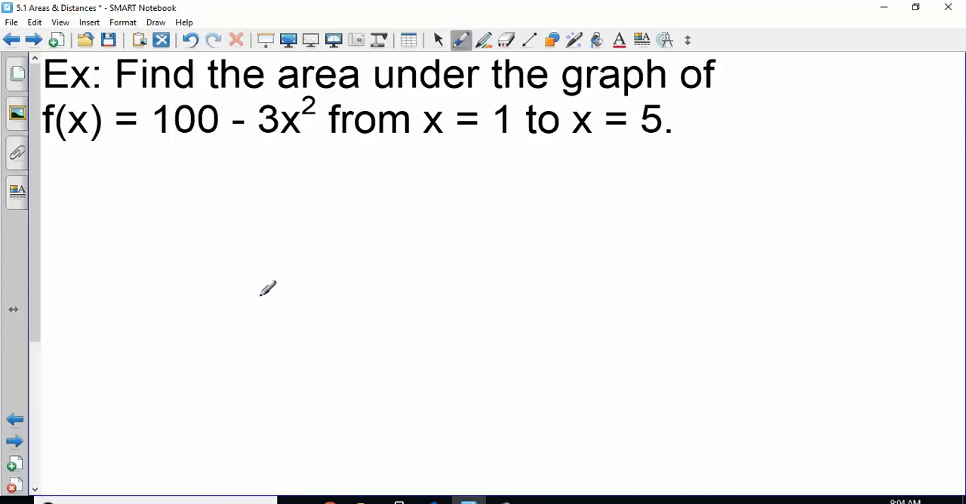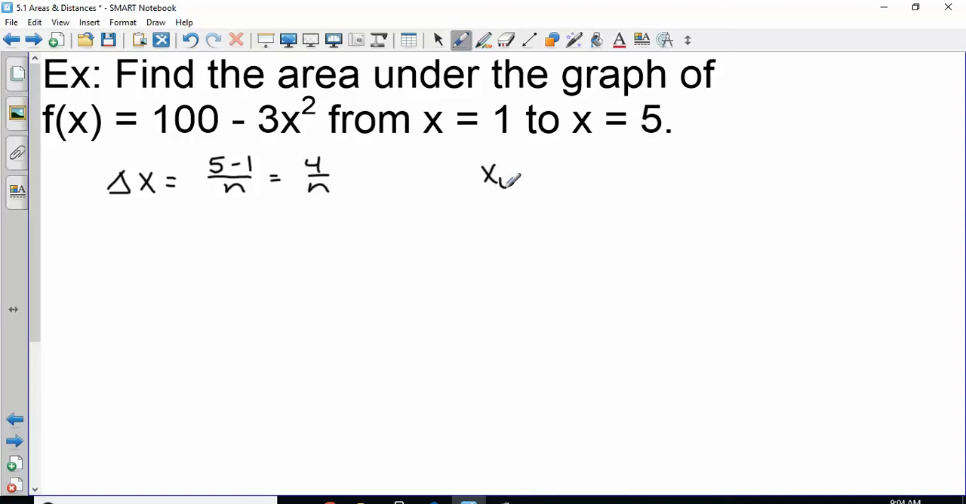So let's find the area under this graph from 1 to 5. How would I find my change in x? Your ending minus your beginning divided by n rectangles. So my change in x is 4 over n.